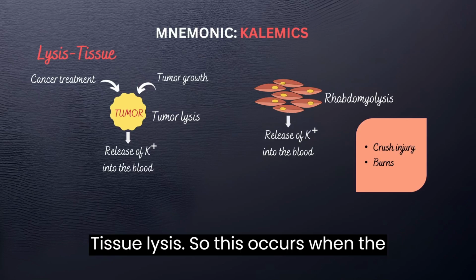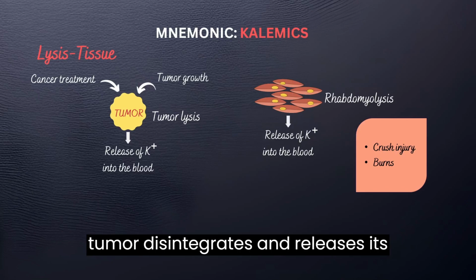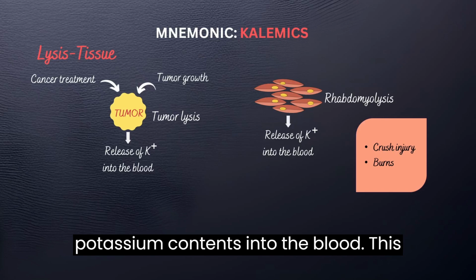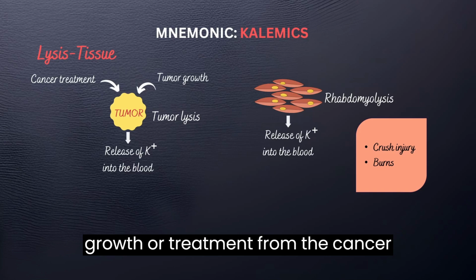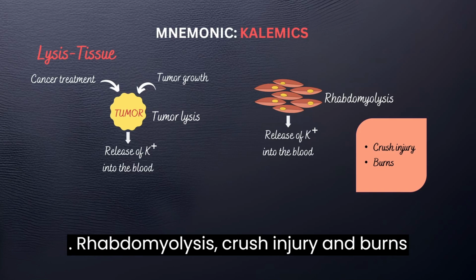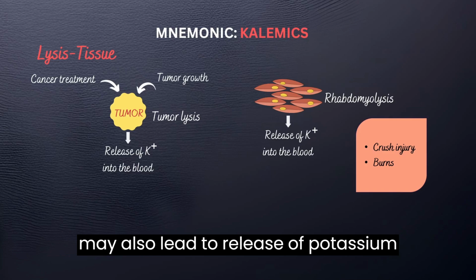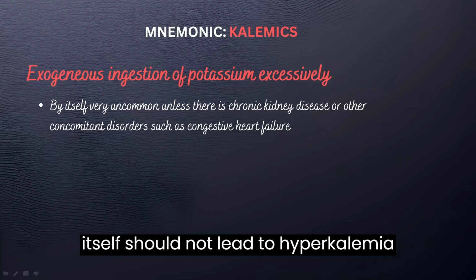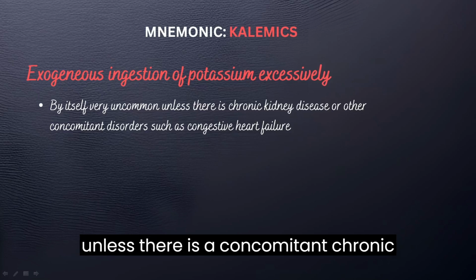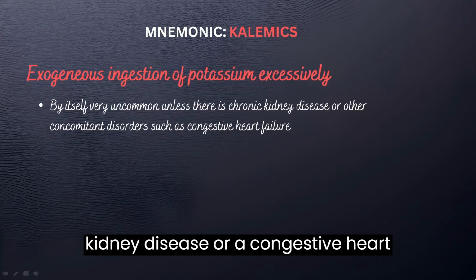Tissue lysis. So this occurs when a tumor disintegrates and releases its potassium contents into the blood. This may occur as a result of the direct tumor growth or treatment from the cancer. Rhabdomyolysis, crush injury, and burns may also lead to release of potassium into the blood. The excessive ingestion of potassium by itself should not lead to hyperkalemia unless there is a concomitant chronic kidney disease or a congestive heart failure.